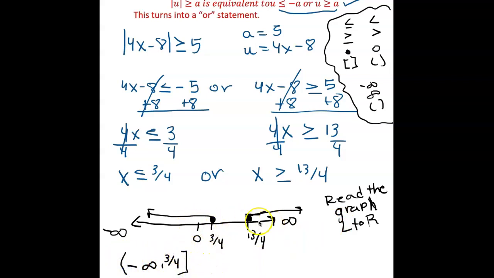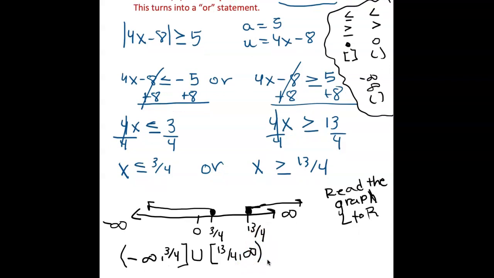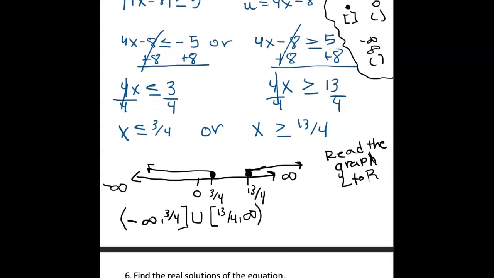In order to connect both solution sets, I use the U. Then I have bracket 13/4, positive infinity, close parentheses. Okay, let me go ahead and box your answer. Perfect. And this is your answer in interval notation.